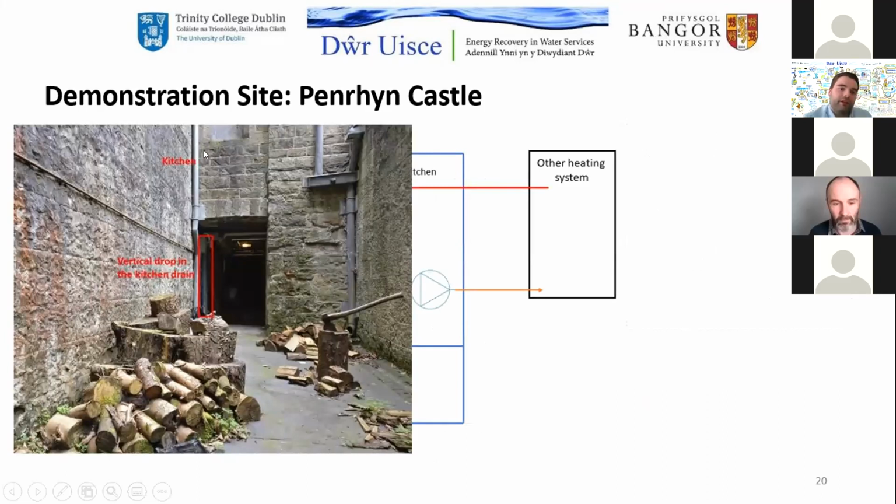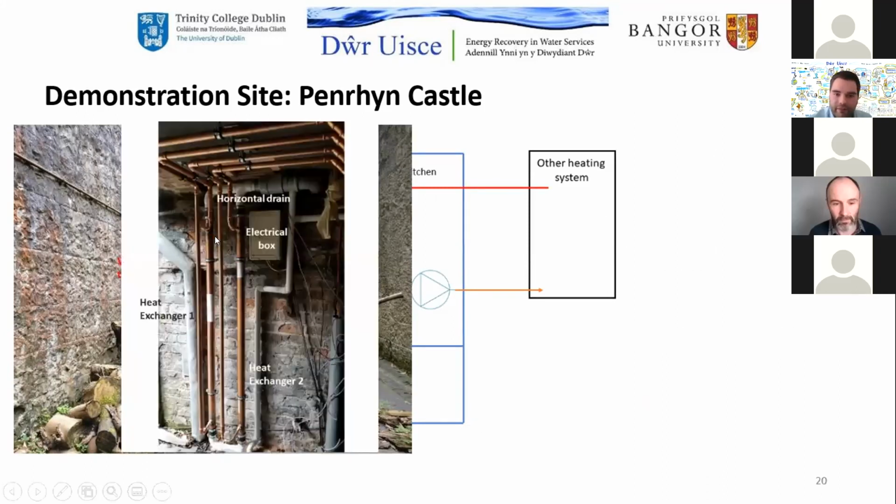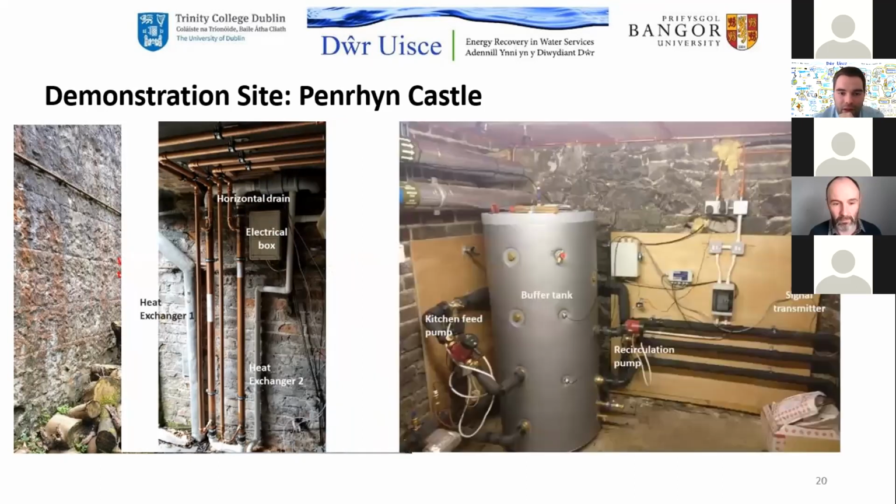We have, again, the kitchen up here and the heat exchangers that are installed there. So this is the horizontal drain, 2 heat exchangers here, and then I'll show here the electrical box because we had to avoid it. It was one of the additional complexities of the installation that had to be overcome. Here you can see a picture of our buffer tank and the different pumps and the measuring equipment before it was cleaned up a bit.